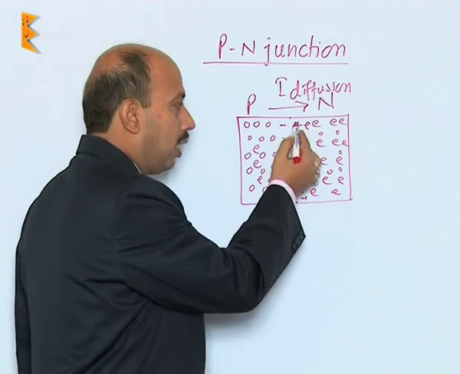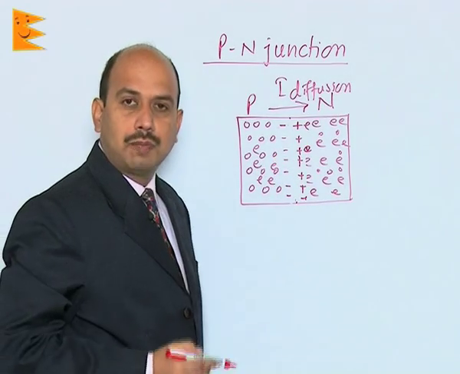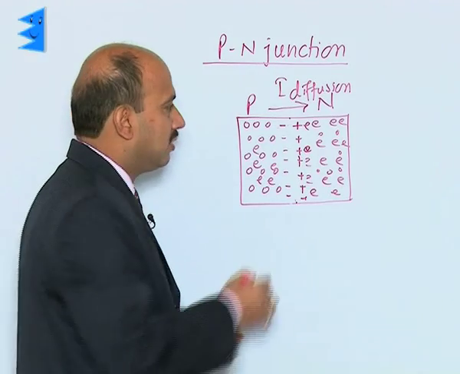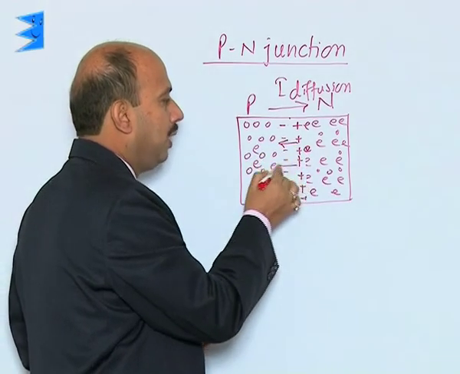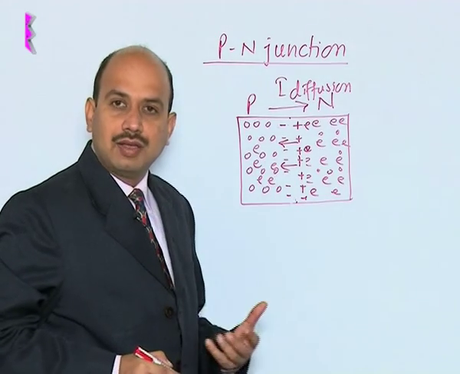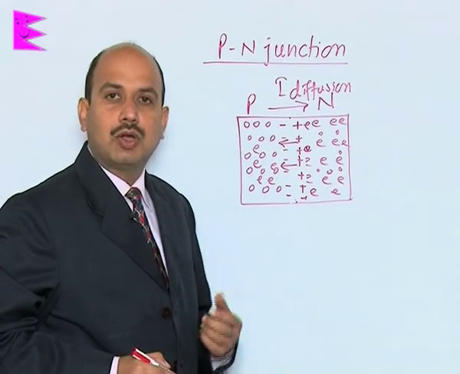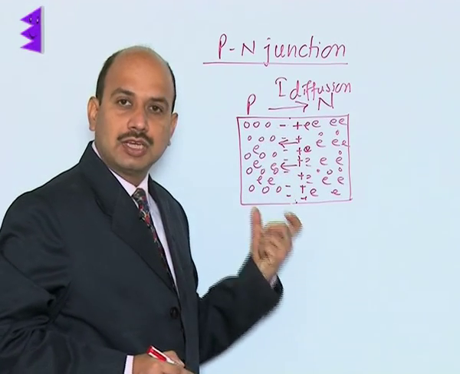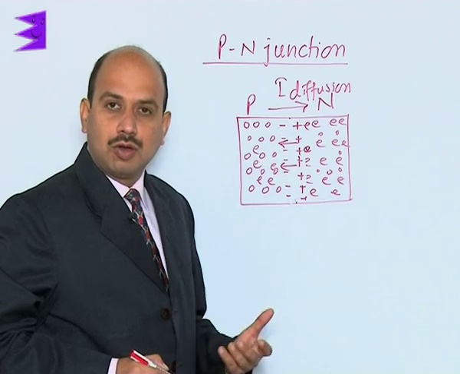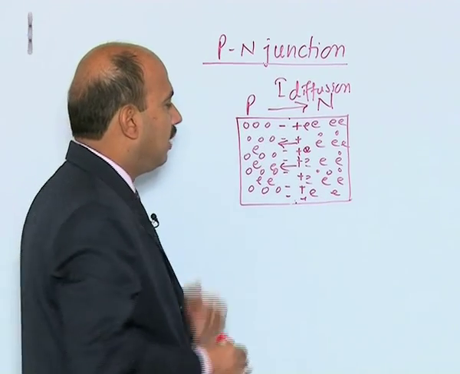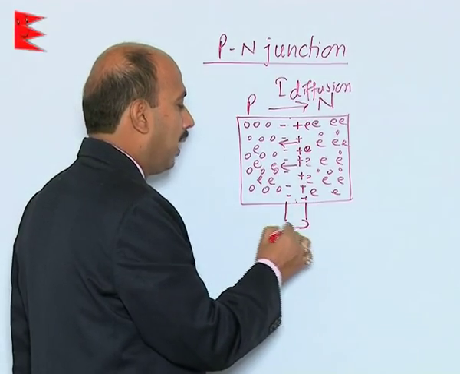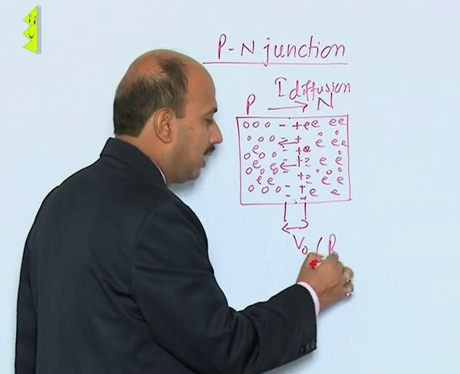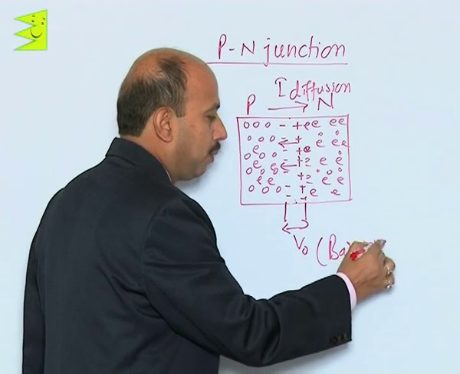But due to ionization at the junction, a potential gets developed, or we can say an electric field gets developed, whose direction is from n to p. This electric field opposes further diffusion of majority carriers. It means this potential difference developed at the junction opposes the diffusion of the majority carriers. This potential is also called the barrier potential, represented by V naught.